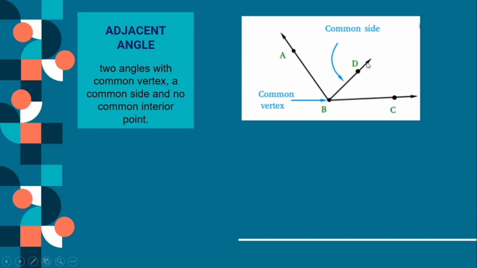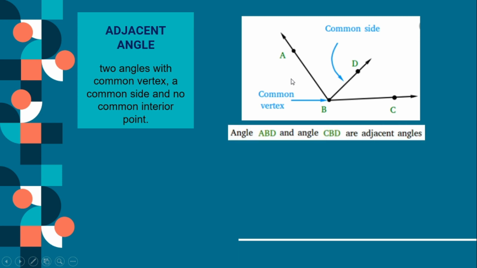Again, we have common vertex and we have the common side. But they have no common interior point. Kasi if we have the interior point of ABD, dito siya, di ba? And the interior point of DBC, dito siya. So they don't have common interior point. So therefore, this is pair of adjacent angles. So therefore, we have angle ABD and angle CBD are adjacent angles.